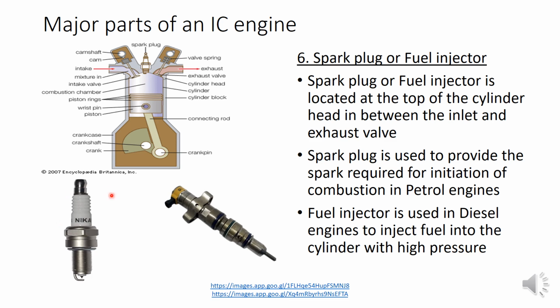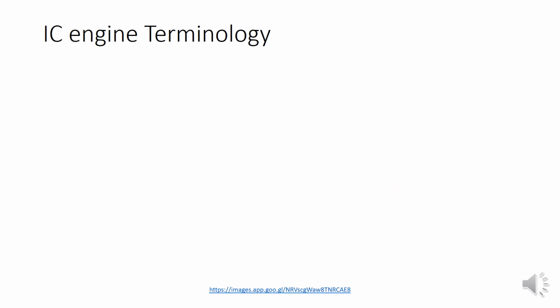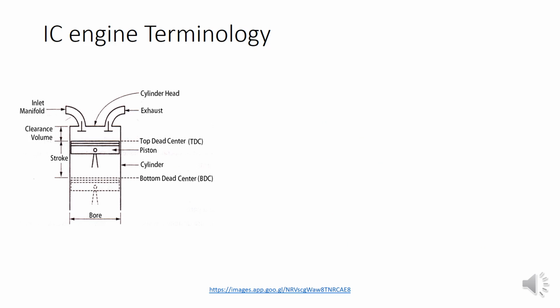Spark plug is used in petrol engines. It is used for providing a momentary spark. Fuel injector is used in diesel engines. It is used for injecting diesel into the cylinder. So that is the overall parts of an IC engine. Now finally we are going to the technology or specifications of an IC engine. So what are the important specifications of an IC engine?